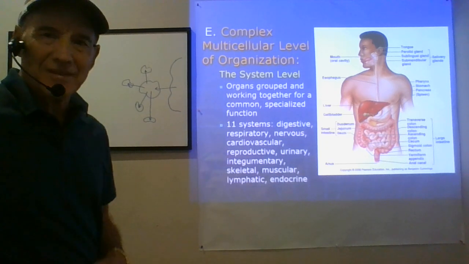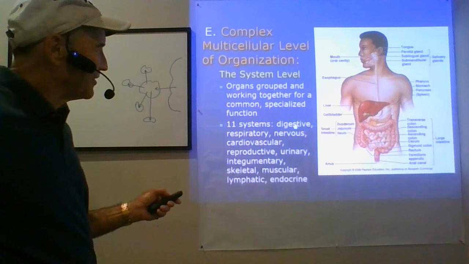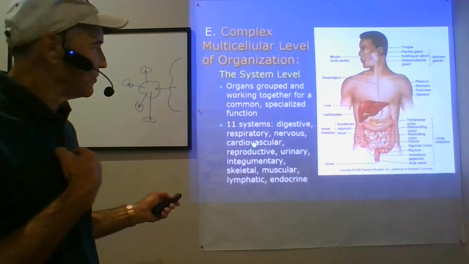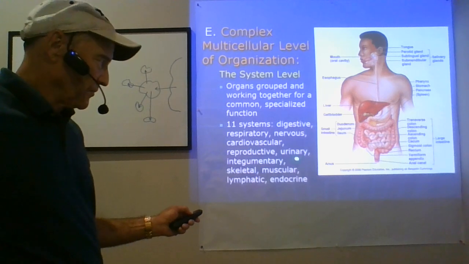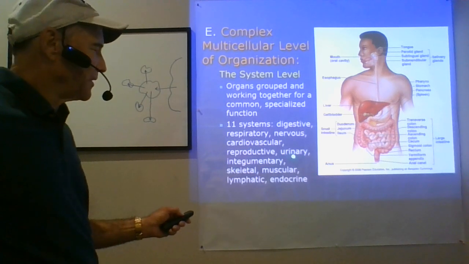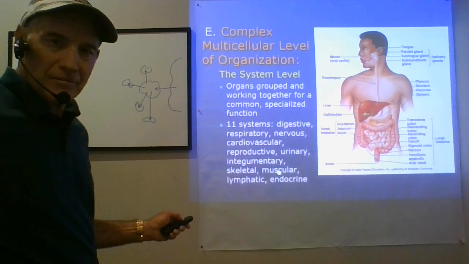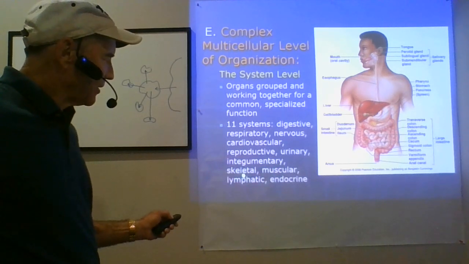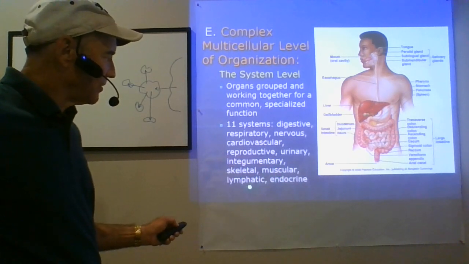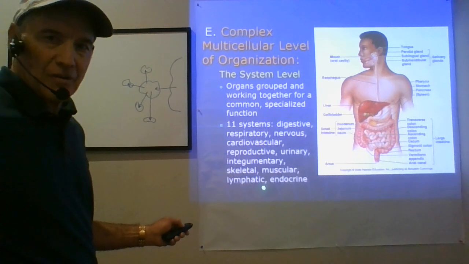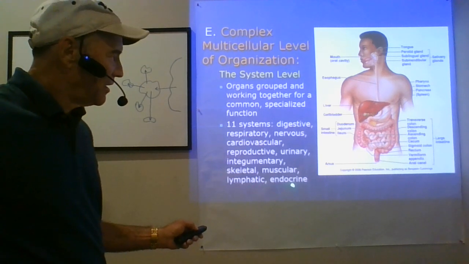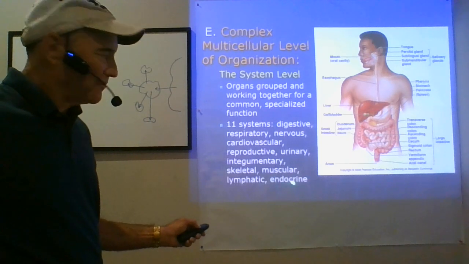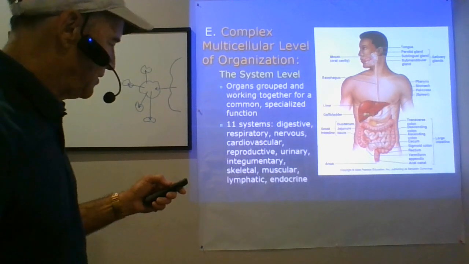Digestive, can you name the 11? Digestive, respiratory, nervous, cardiovascular, heart, blood vessels, reproductive, urinary, kidneys, integumentary, what's that? Skin, skeletal, muscular, lymphatic, kind of your immune system, endocrine, what's that? Glands and hormones.